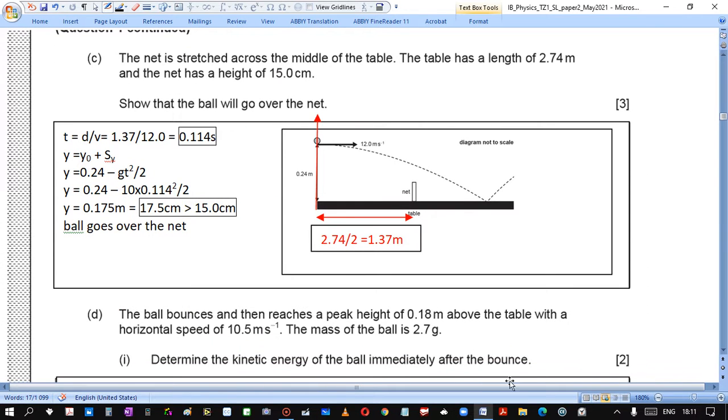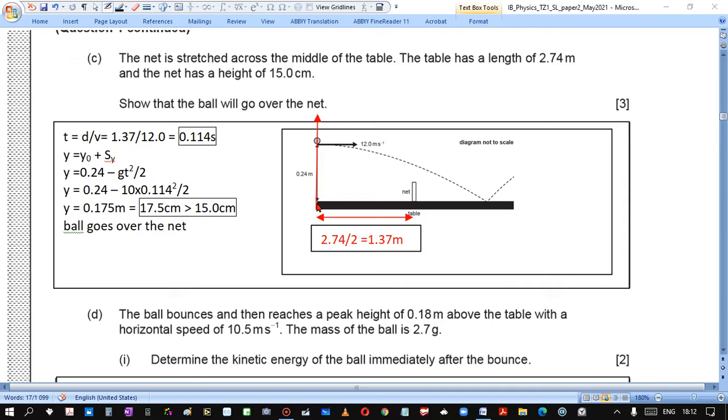Part C. The net is stretched across the middle of the table. The table has a length of 2.74 meters and the net has a height of 15 centimeters. Show that the ball will go over the net. So to reach the position of the net, we should travel horizontally half of the length of the table. It is 1.37 meters. The ball is moving at constant speed, so the time taken will be distance divided by velocity, to 3 significant figures.